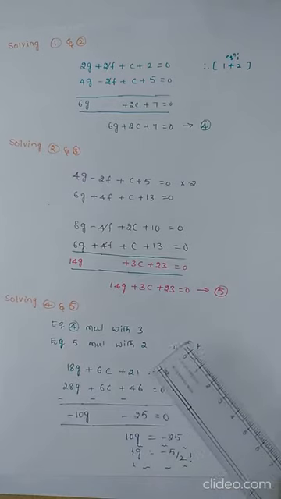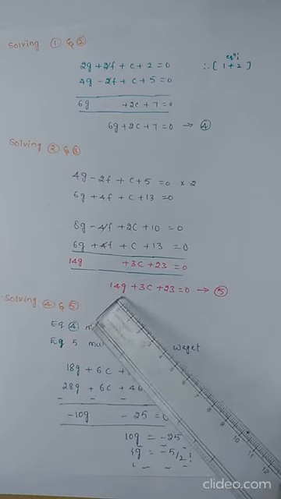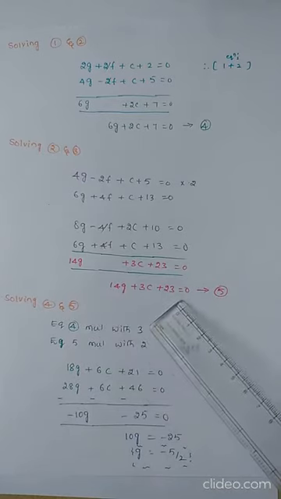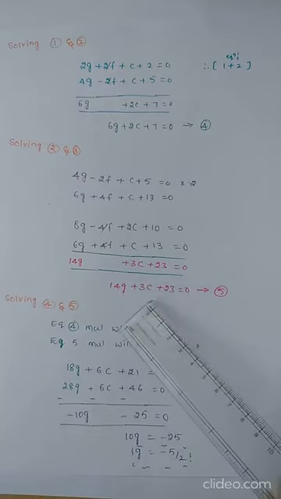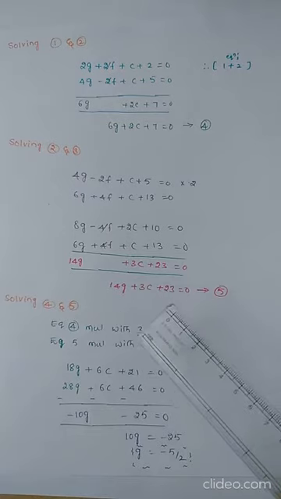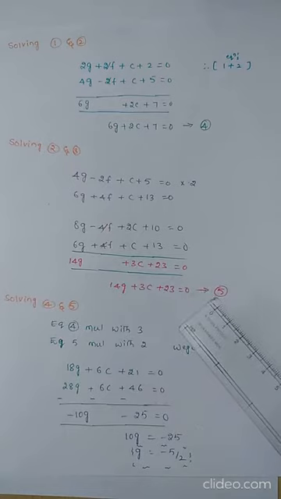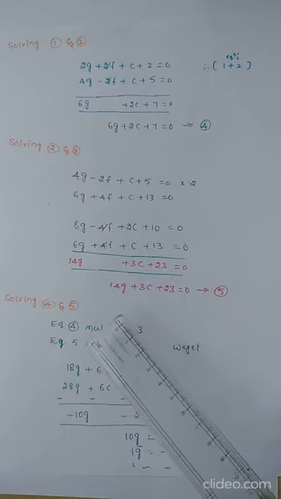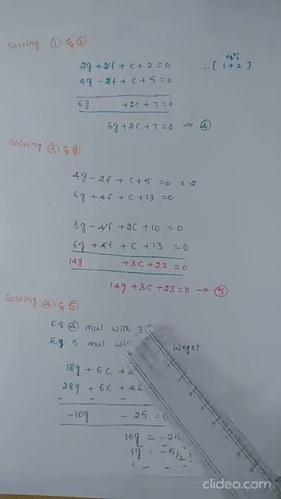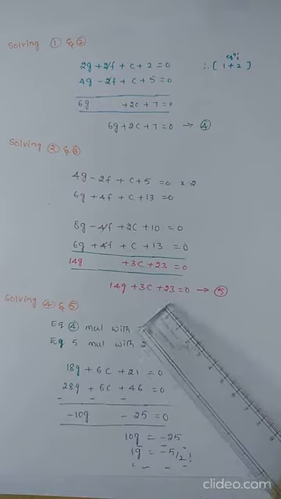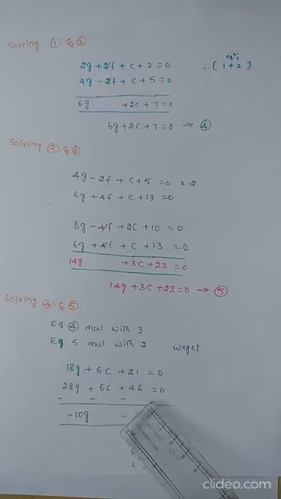So next, what is the equation of 5 here? 14g plus 3c plus 23 is equal to 0. So here the 3c is there, and here 6c, so this equation is multiplied by 2. So 14 2s are 28g, plus 2 3s are 6c, 23 2s are 46, is equal to 0.